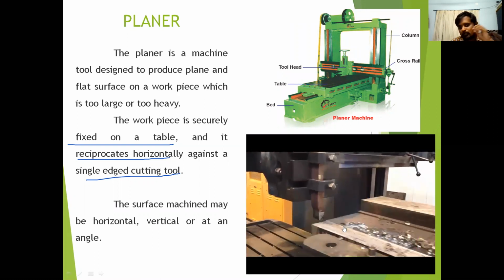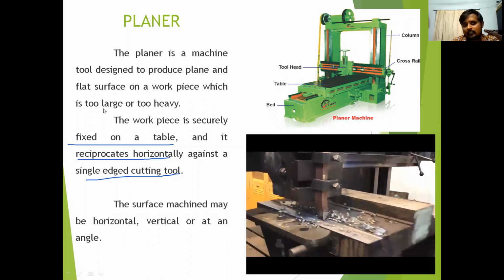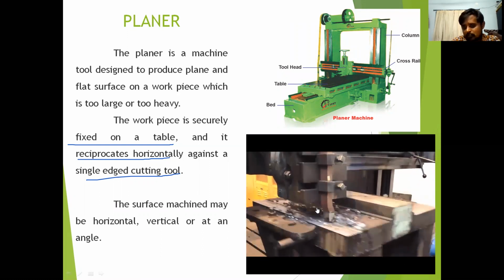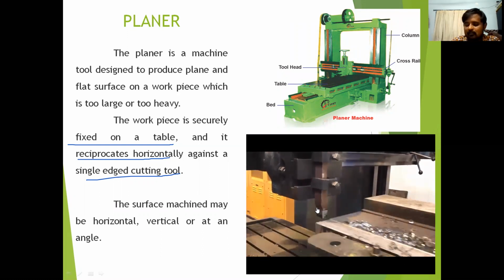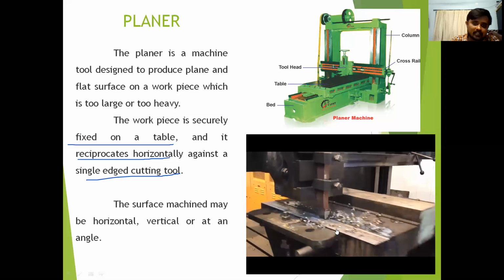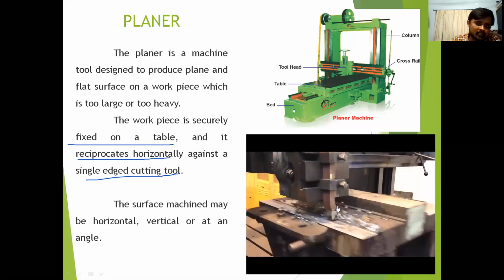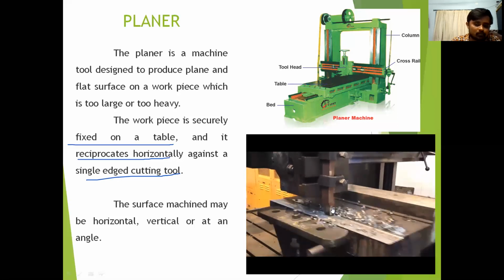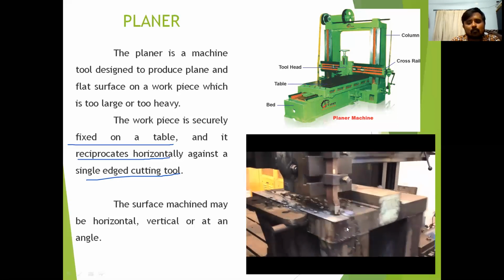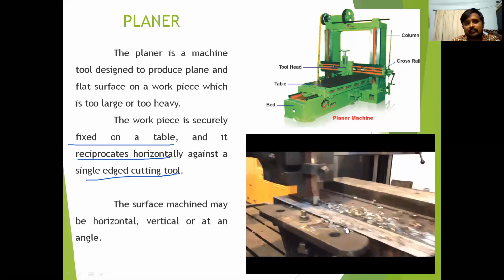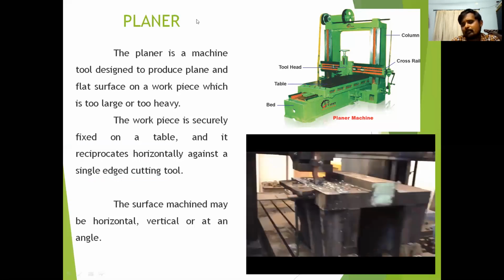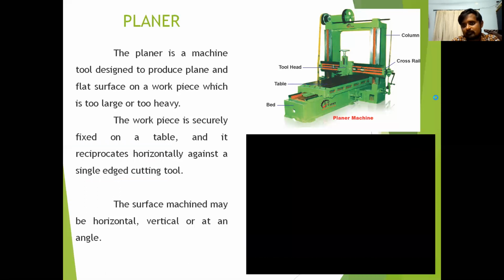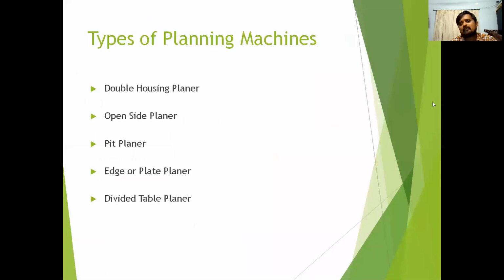Because the planer is used for larger workpieces, it's not possible to maintain that much ram movement. So that's why, instead of giving the movement to the cutting tool, we are giving the movement to the work table. That is the only difference between the shaper and planer. Remaining operations are the same. Now we'll see the types of planing machines.